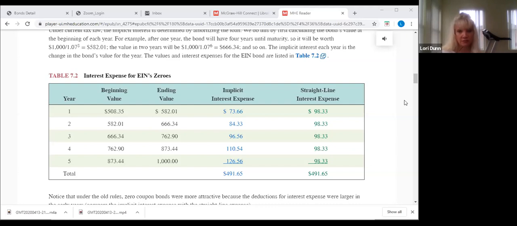You don't wait till the end. So what they said to do was divide the total difference and recognize an equal portion each year. That was called straight line. The bondholder would recognize that as interest income on their tax return, and the corporation would recognize it as interest expense on their books.